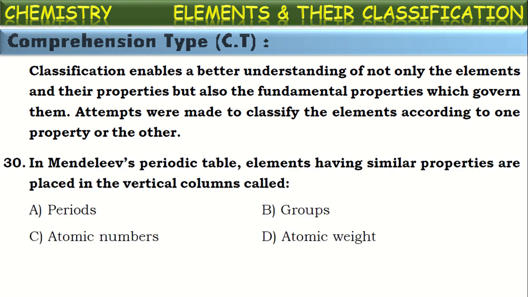In Mendeleev's periodic table, elements having similar chemical properties are placed in the vertical column. These vertical columns are called, what are they called? There are certain horizontal rows and vertical columns in the modern periodic table, even Mendeleev's periodic table also. These vertical columns were called groups, whereas the horizontal rows are called periods. Okay, vertical columns are called groups.